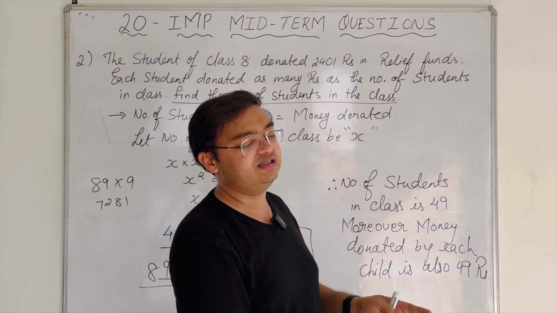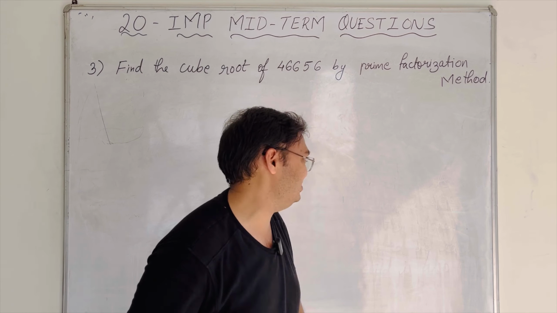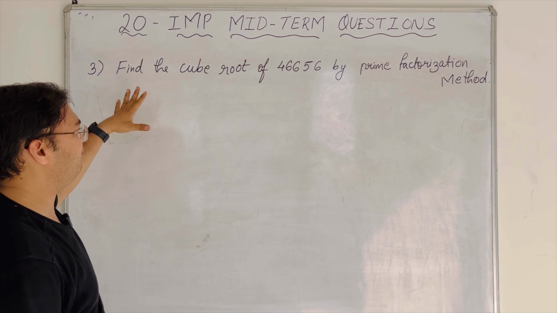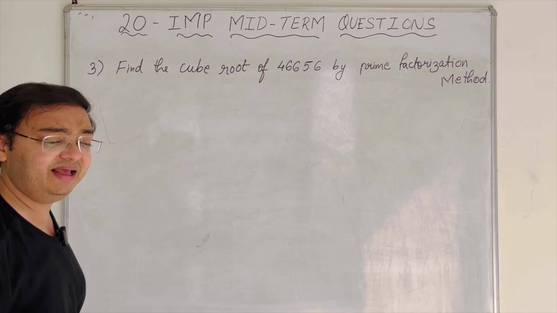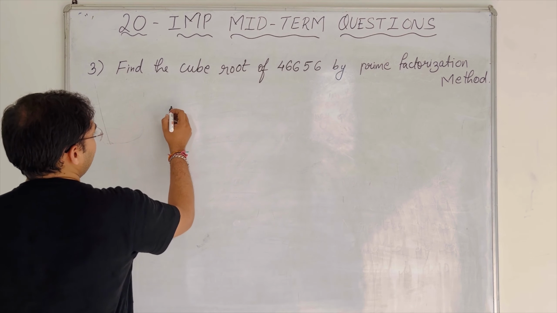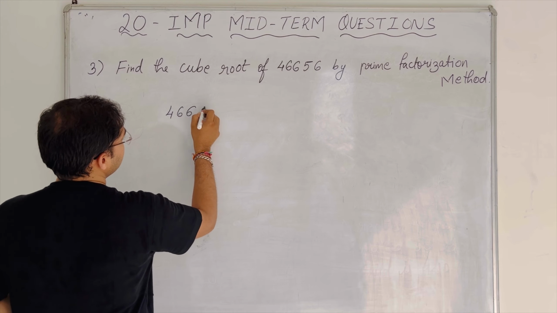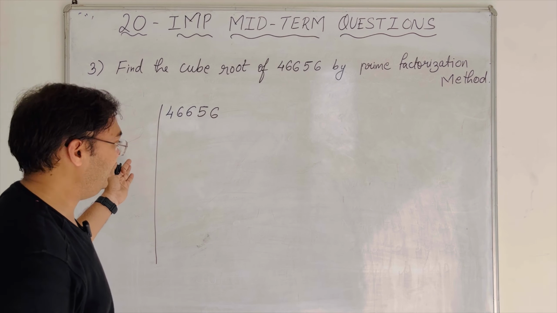So we'll move towards our third question. The third question says that we have to find the cube root of the number given here using the prime factorization method. So without wasting any time, let's begin. First we will write the number, that is 46656. As we are supposed to do prime factorization, we'll draw the line.